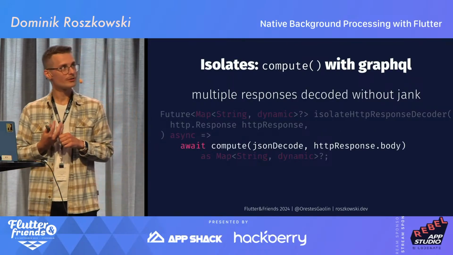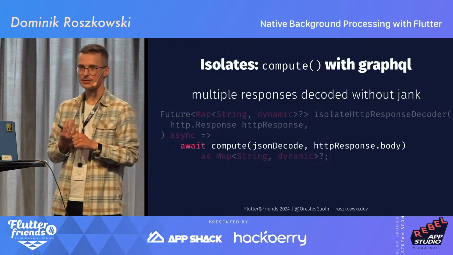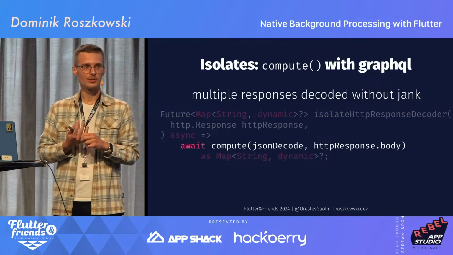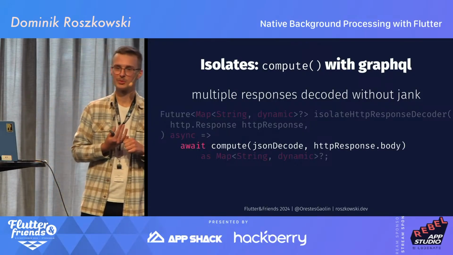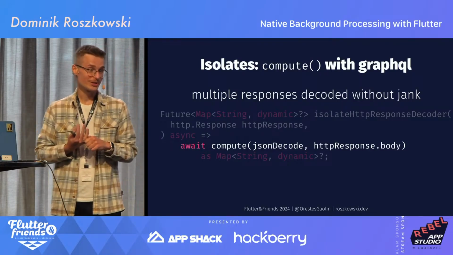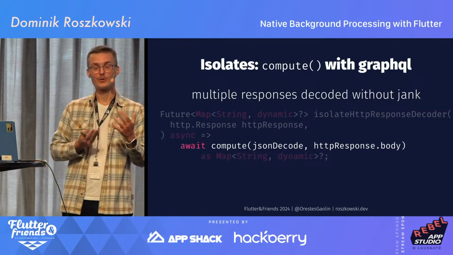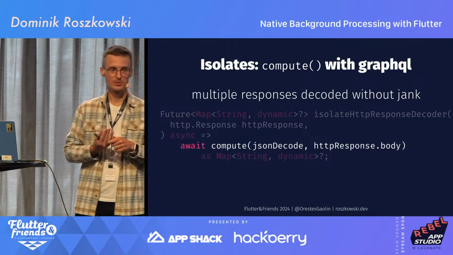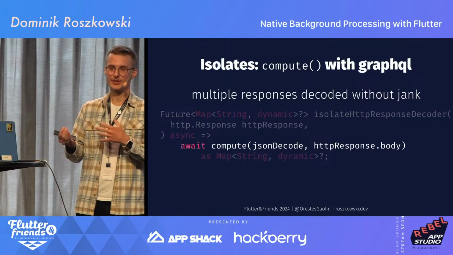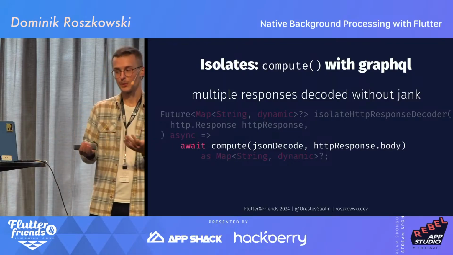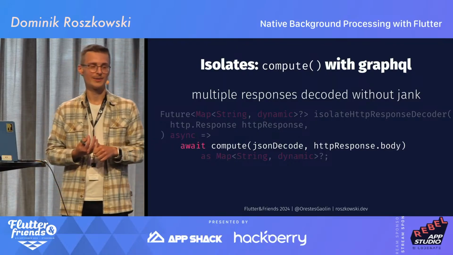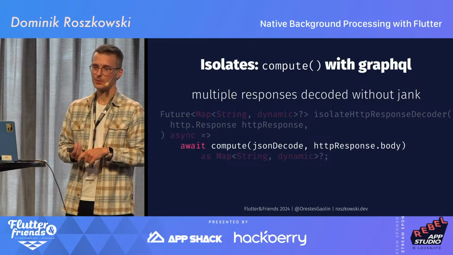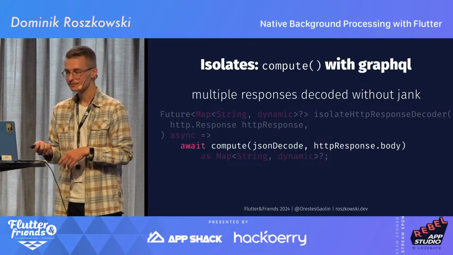So yeah, this is, for instance, an example that we have. I'm looking forward to some optimizations to the JSON decode. If you were at the talk in the morning by Slava, he was talking about optimizing JSON decode. But for instance, one way to work around some of the limitations of JSON decode is just to wrap it with a compute function so that the serialization happens on a separate isolate, which works for us. And when we have huge GraphQL responses, we avoid jank this way.